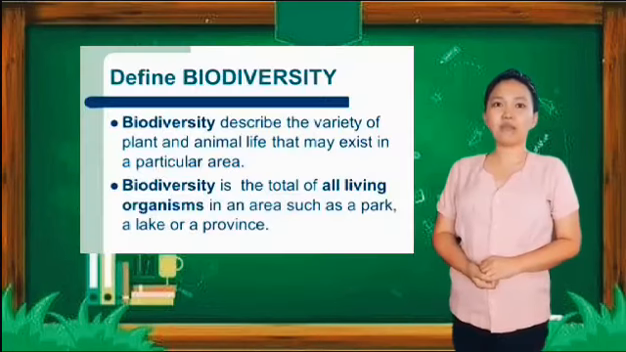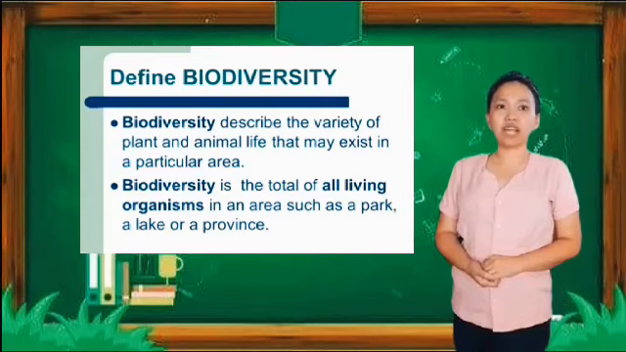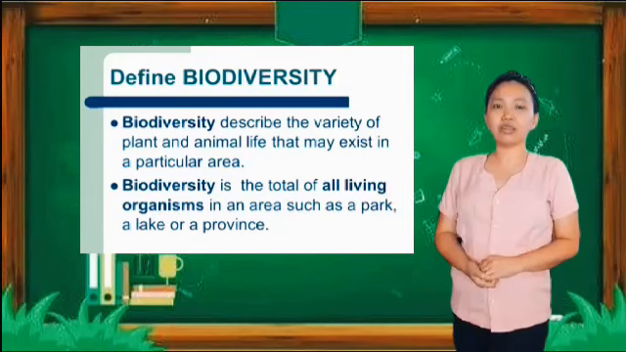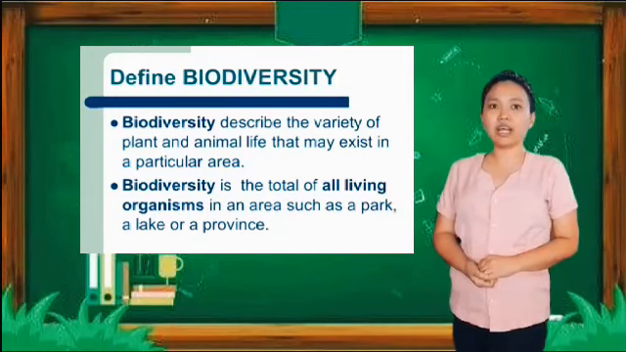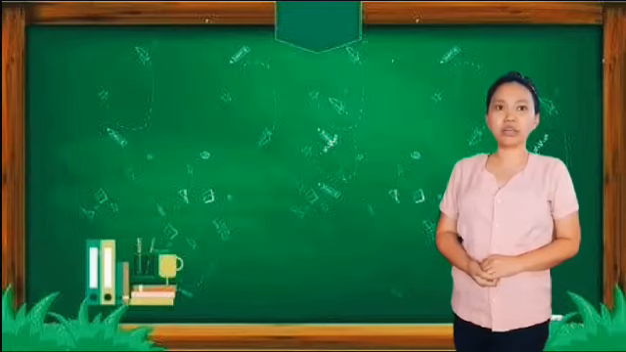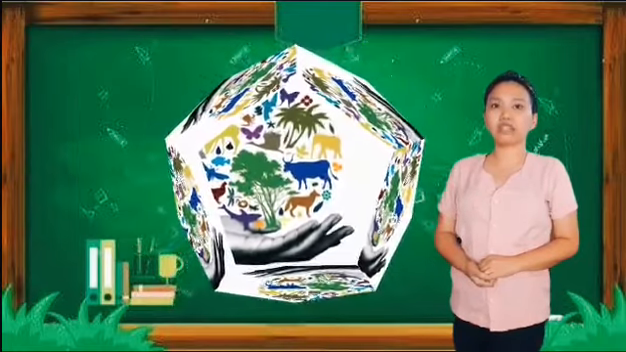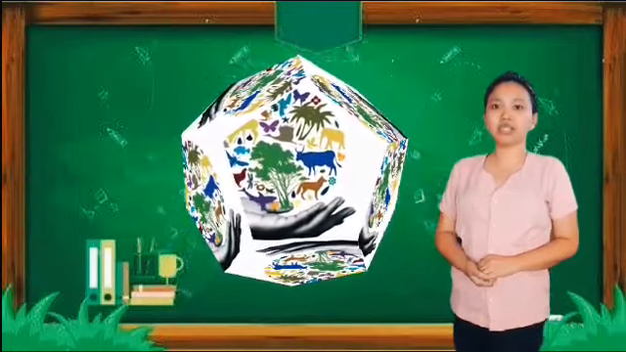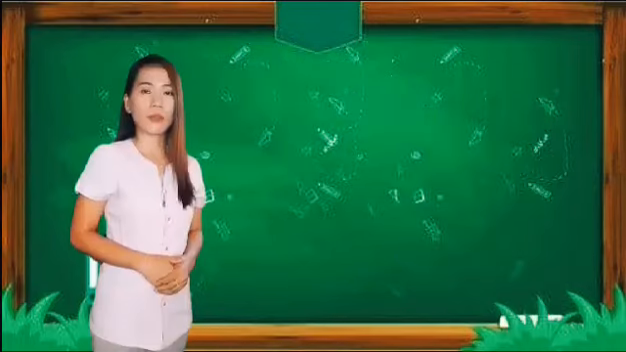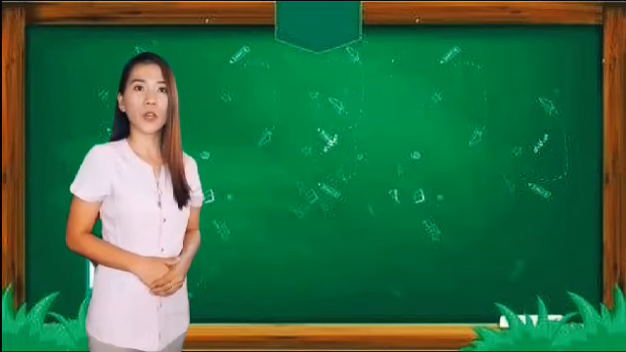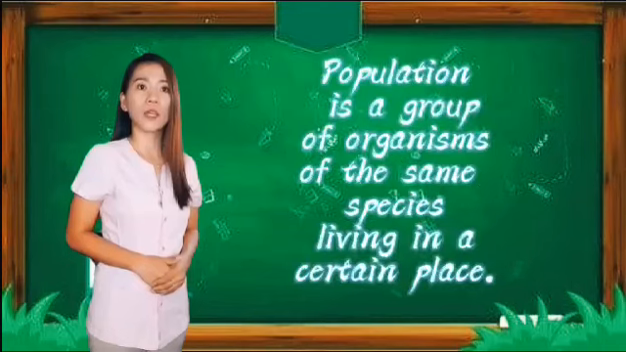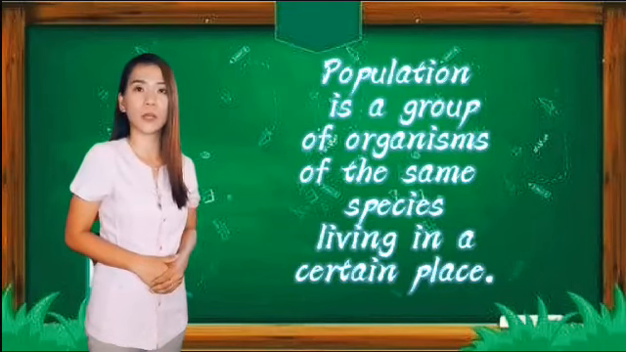First, we have biodiversity. Biodiversity is defined as the variety of life in an area. It refers to every living thing, including plants, bacteria, animals, and humans. Our planet's biodiversity is so rich that many species are yet to be discovered. Next, we have the term population in biodiversity. Population is a group of organisms of the same species living in a certain place.